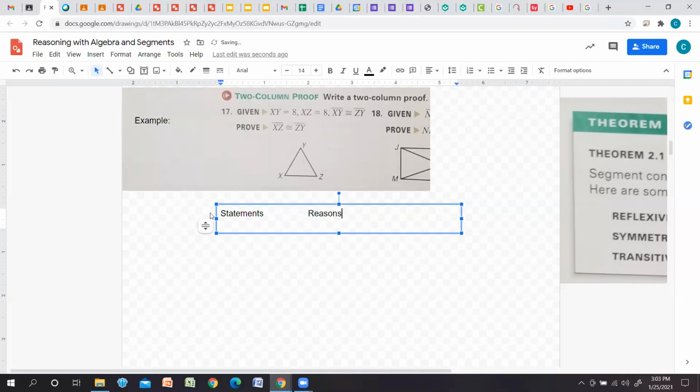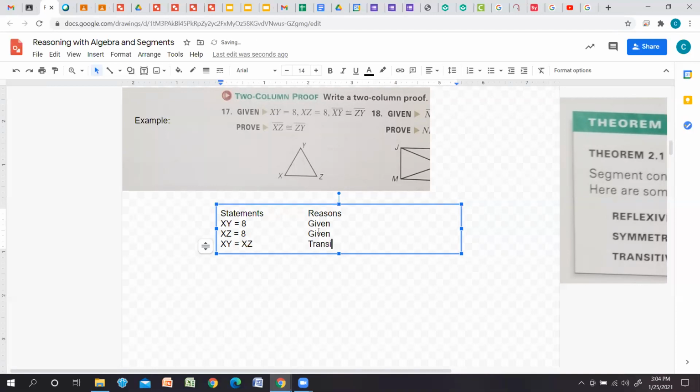I noticed that these both equal 8. This is the logic I use while solving these. They both equal 8, so by the transitive property, I can put them equal to each other. So XY equals 8 and XZ equals 8, and those are both given statements. So for the reason I just put given. Proofs start with given statements, and then you make conclusions. Then I can put those two equal to each other: XY equals XZ based on the transitive property of equality.